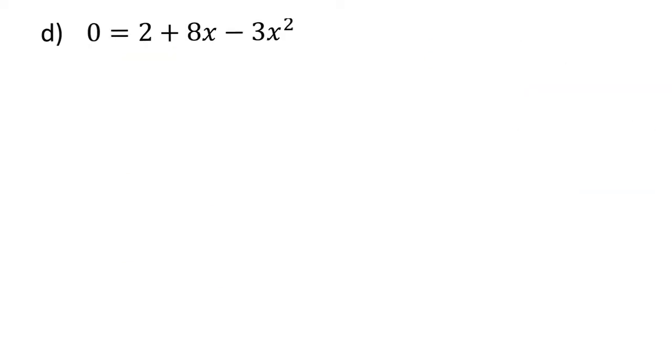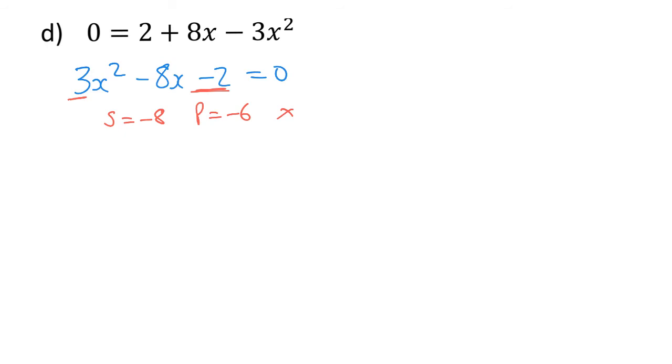Example D, we've got an equation that's 0 equals 2 plus 8x minus 3x squared. And what we're going to do here, first of all, is move everything to the other side so that we have a positive x squared, and that makes life so much easier. So 3x squared minus 8x minus 2 is equal to 0. First thing we should always try is sum and product. Sum is minus 8. Product is minus 6. So we've multiplied minus 2 and 3. But there's not any numbers that add to minus 8 and multiply to minus 6.